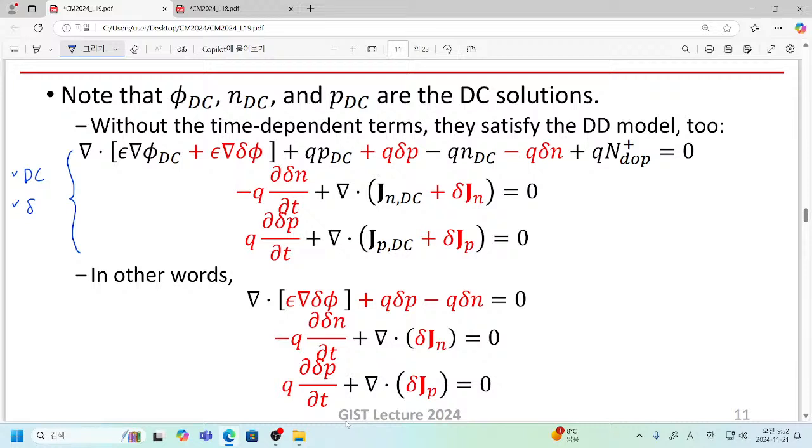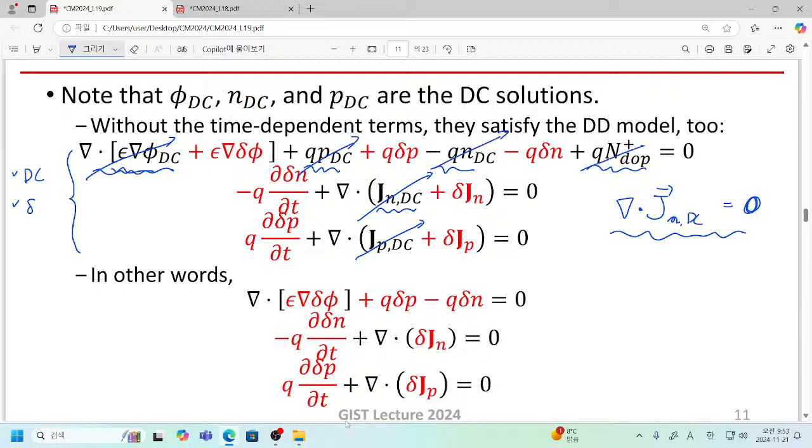So are you with me? Please note that, for example, the divergence of J and DC itself is 0 even without our additional small signal excitation. So simply, this one can be eliminated. Also this term can be eliminated. And please note that this black colored one here and here and here is the DC Poisson equation, and the DC Poisson equation is satisfied by our DC solutions. So entirely, all of these terms can be eliminated.